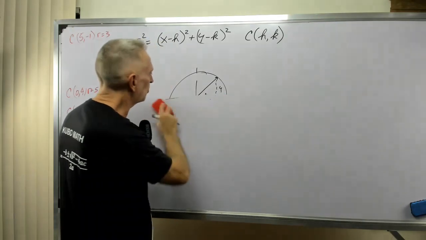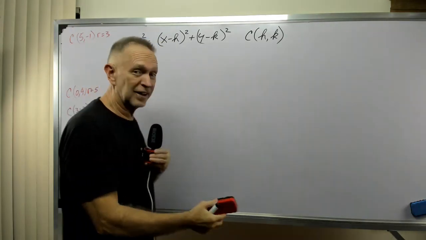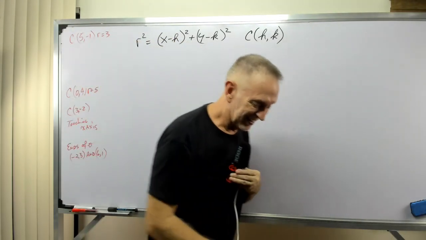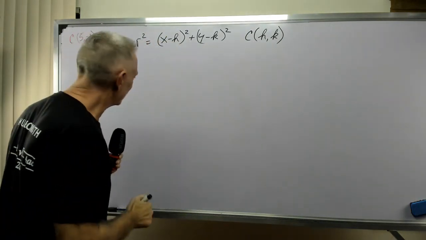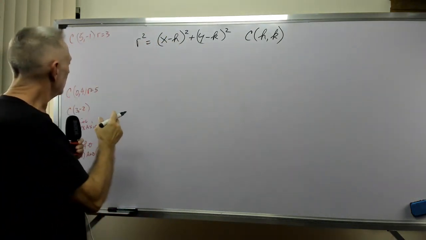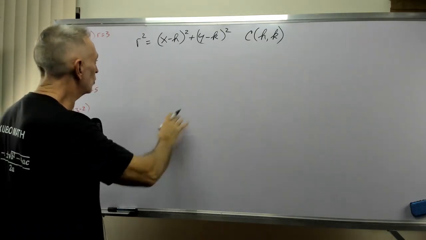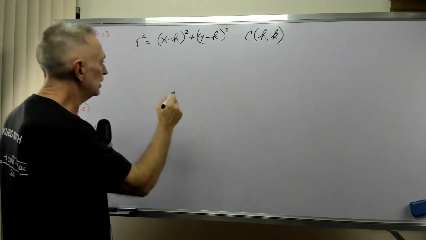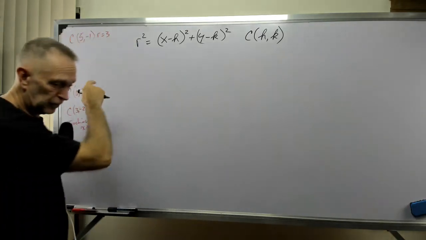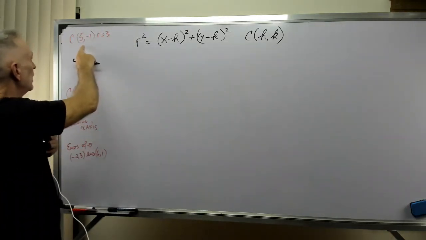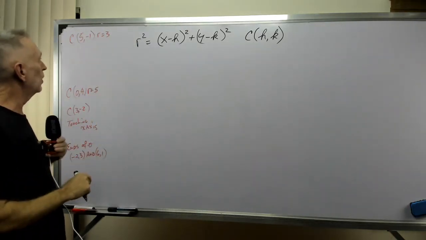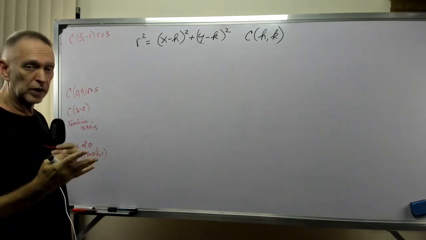Let's work a few problems, some really cool problems actually, especially the last one. This is pretty sharp. Okay, how would we write the equation of a circle if we had a center point? Well, hopefully you can see that up here. Center point that's 5, -1, and the radius is 3.